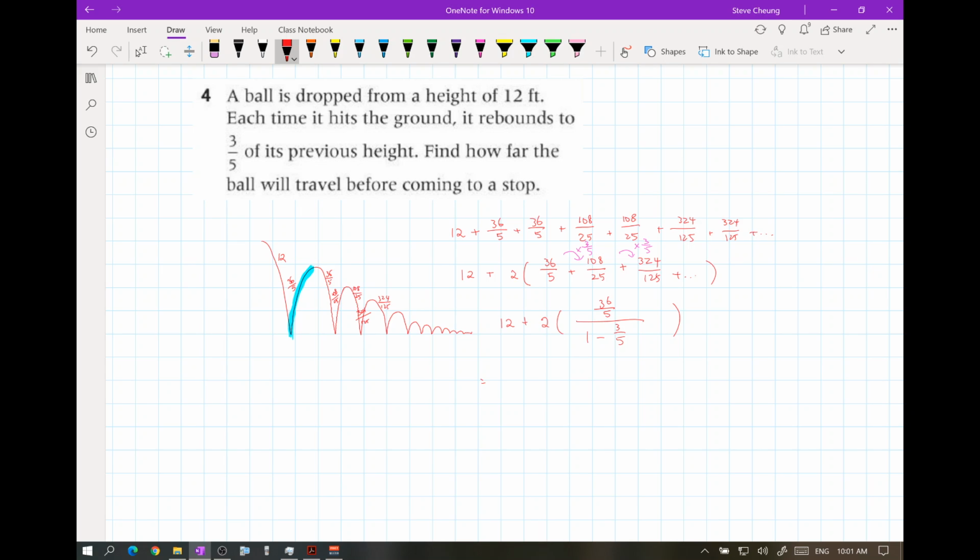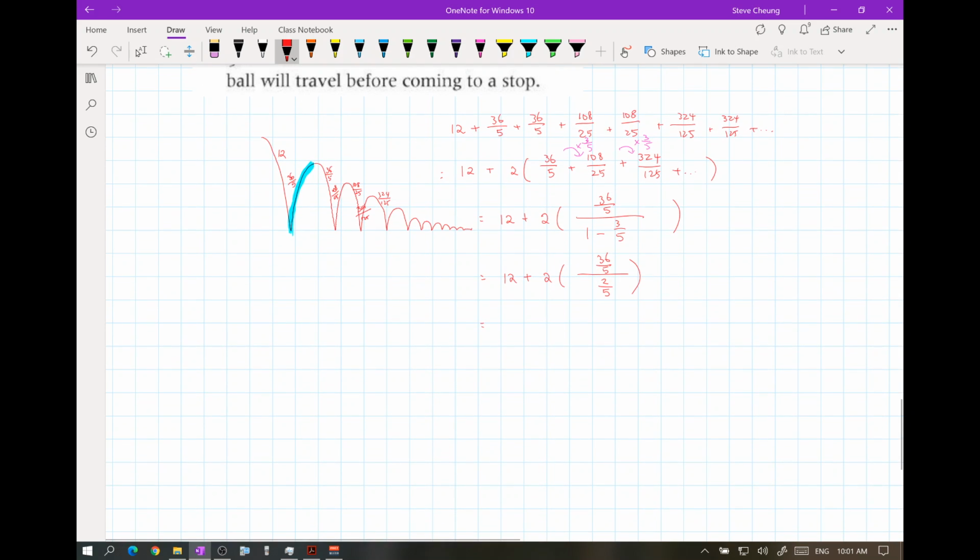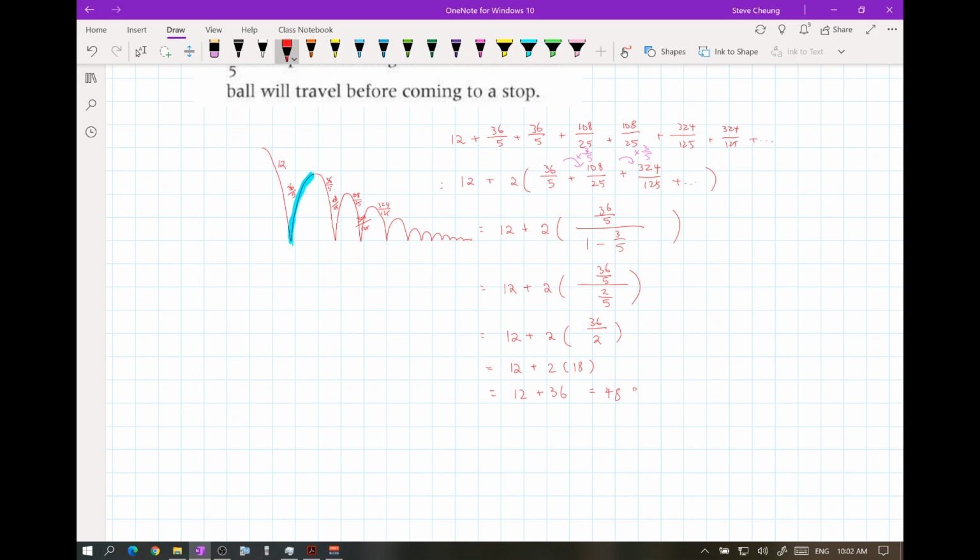So we can go ahead and, should we use a calculator or not? Okay, so let's challenge ourselves and not use one. Bottom will be 2/5. 36 over 5 divided by 2/5. And because they have the same denominator, I can just write it as 36 over 2, which is 18. Is this in meters? No, it's in feet. Usually it's in meters.